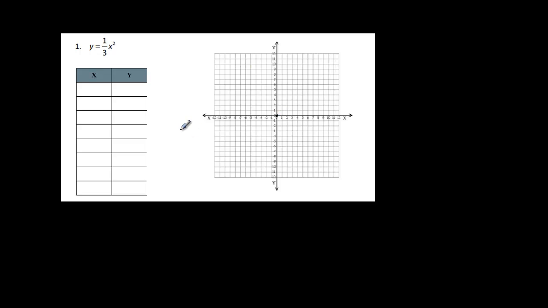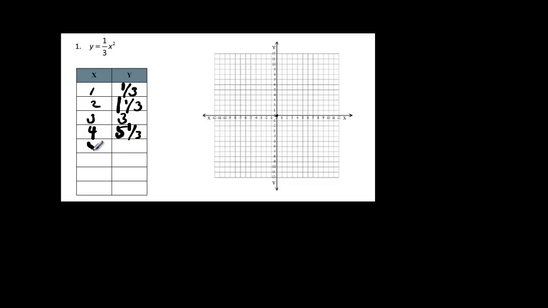Now let's look at what happens to the right of the vertex. Let's find out when x is 1, when x is 2, and when x is 3. When x is 1, 1 squared is 1, 1 times 1/3 is 1/3. When x is 2, 2 squared is 4, 4 times 1/3 is 1 and 1/3. 3 squared is 9, 9 times 1/3 is 3. Let's do one more. 4 squared is 16, 16 times 1/3 is 16/3, which is 5 and 1/3.